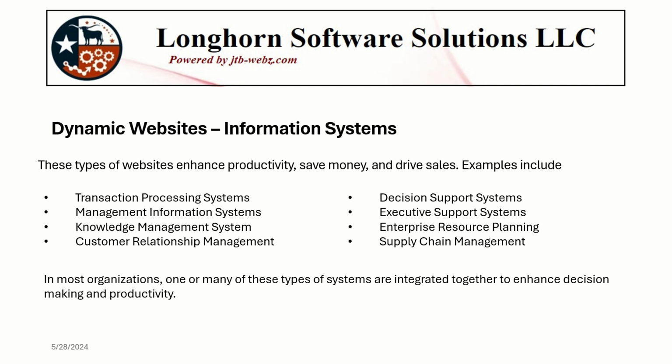Enterprise resource planning. These systems handle all aspects of your business from the initial order to delivery. Supply chain management. Those systems manage the flow of products, including ordering raw materials, manufacturing, and delivery to the customer. In most organizations, one or many of these types of systems are integrated together to enhance decision making and productivity.